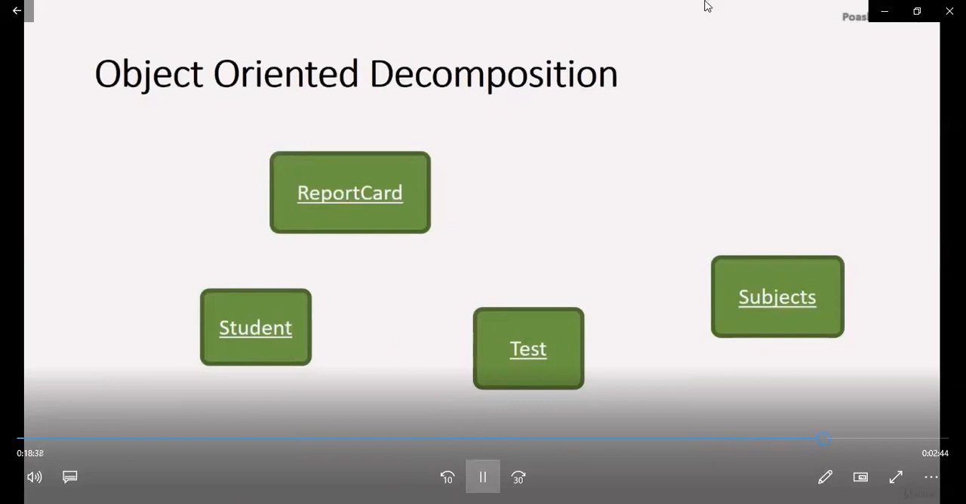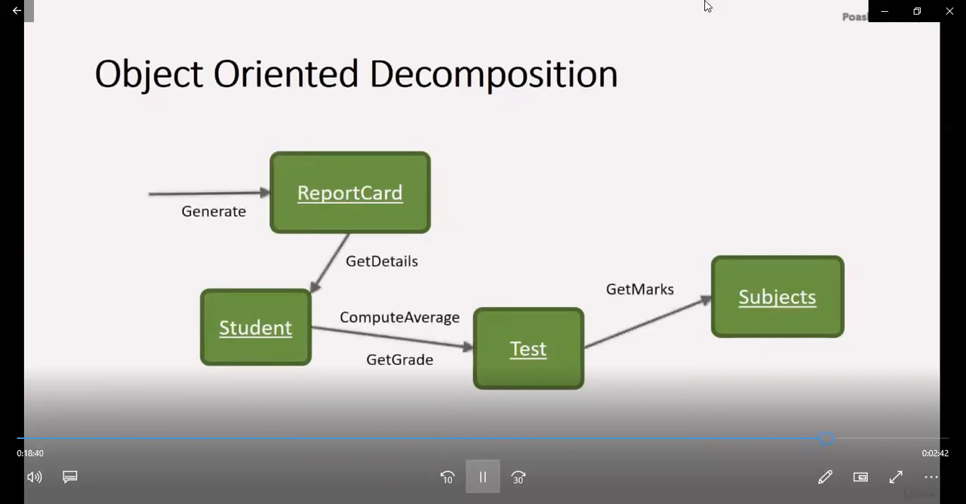So when we want to generate the report card, it will communicate with the student, and the student itself will not have the details. So it will get the details from the test. It will ask the test object to compute the average. The test object will get the marks from the list of subjects. Once it has the marks, it will compute the average and also decide the grade. All this information will finally go to the report card object, and then the details from the report card object may be displayed on the screen, right?